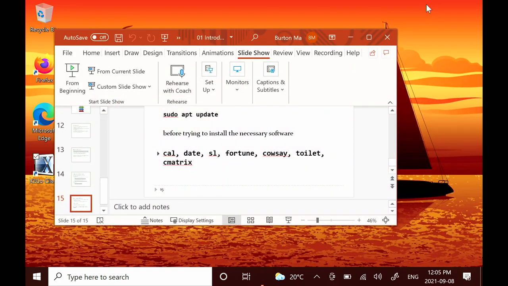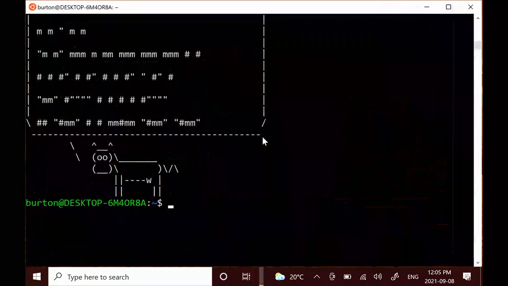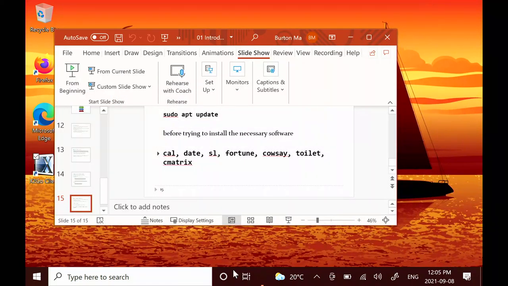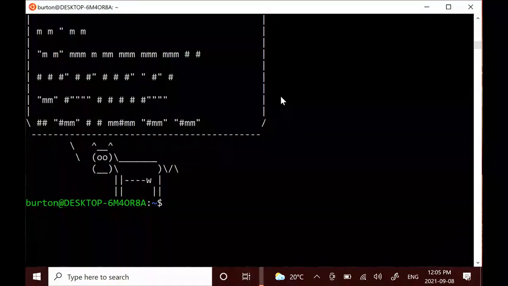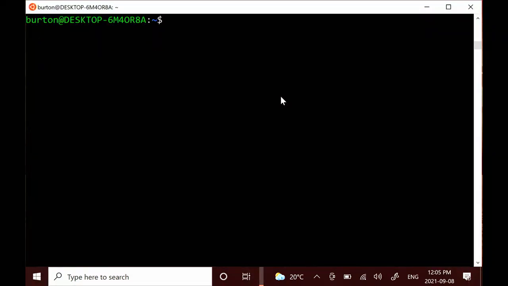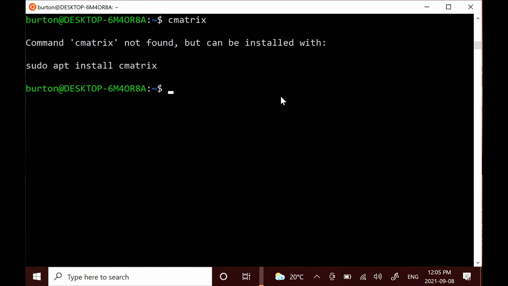All right, one more thing, and then we're going to end the lecture for today, and we'll start the actual work tomorrow, I guess. Sorry, what was that command? I just lost it again. CMatrix. Oh, yeah. This is actually appropriate because the Matrix 4 teaser trailer dropped yesterday. Oh, hey, look. This is exactly what I wanted to do.